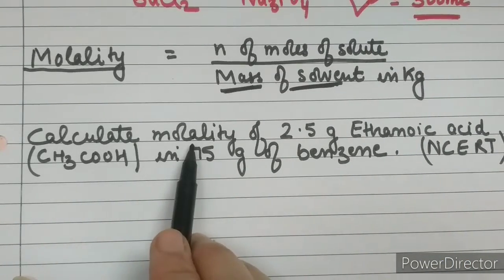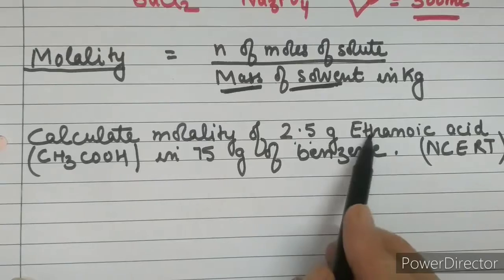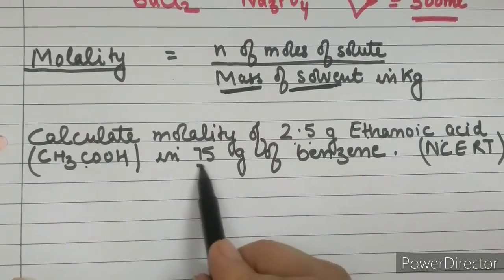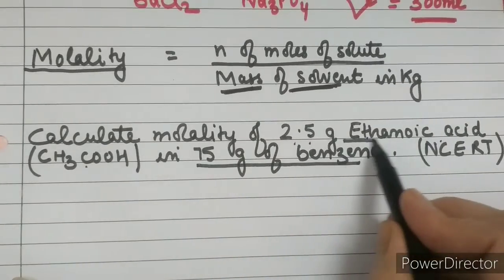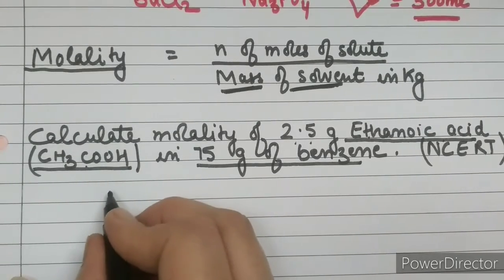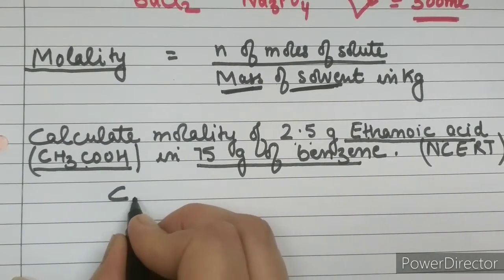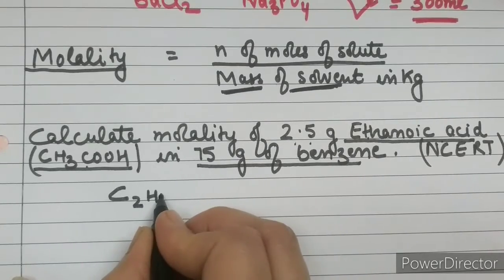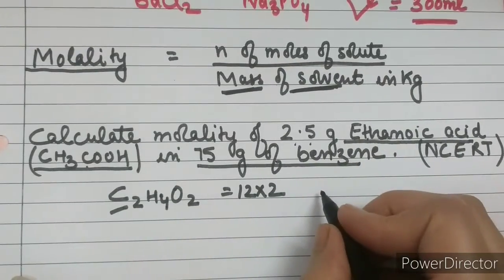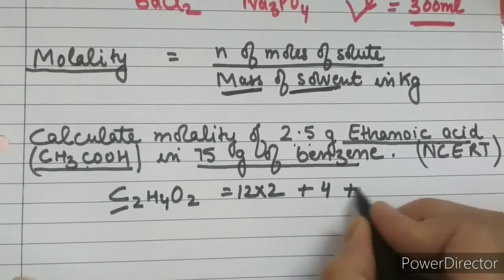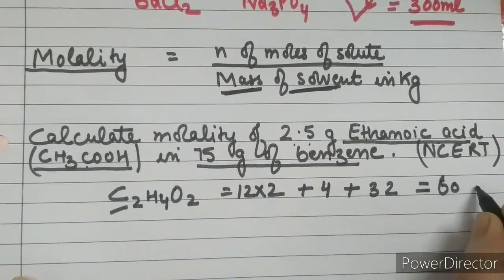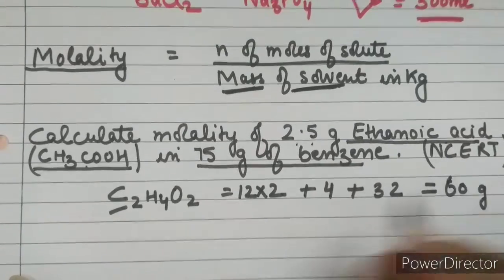So calculate molality of 2.5 gram ethanoic acid in 75 gram of benzene. So here the solvent is mentioned benzene and the solute is mentioned ethanoic acid. So ethanoic acid is CH3COOH. So let us find out the molar mass of ethanoic acid. C2H4O2. So that is 12 into 2. So carbon is 12 into 2 plus hydrogen 4, plus oxygen 16 into 2, that is 32. So this comes out to be 60 gram per mole. So 60 gram is the molar mass of ethanoic acid.